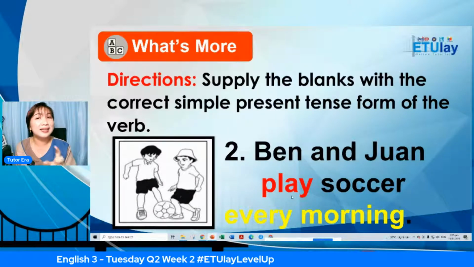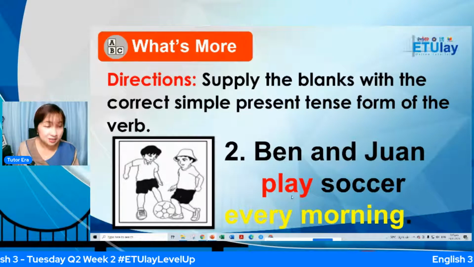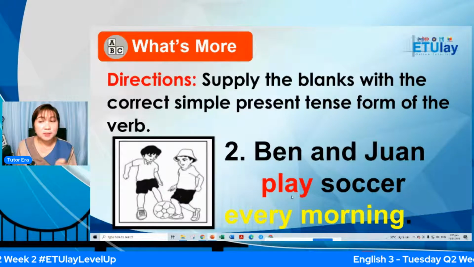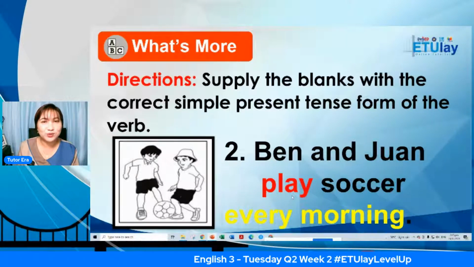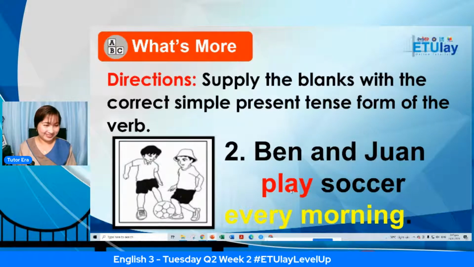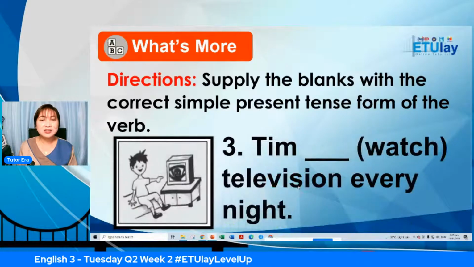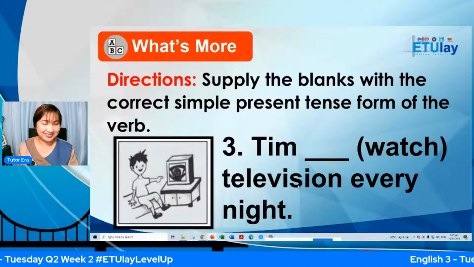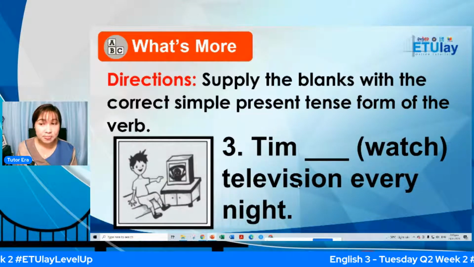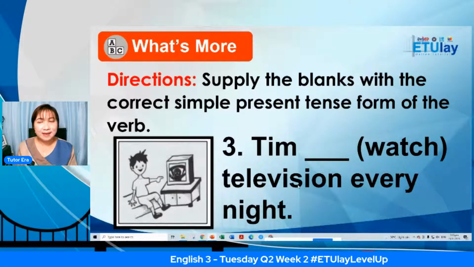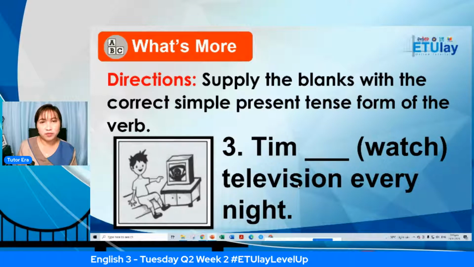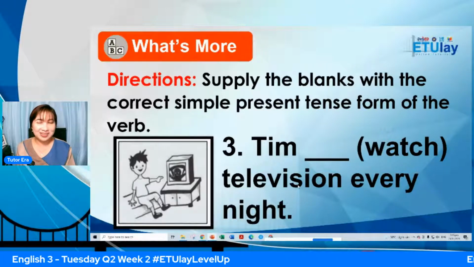We're going to add s if the subject is singular. Because Ben and Juan is a plural subject, we only need to use the base form of the verb. All right. Now, let's go to number three. We have: Tim watch television every night. What is the correct form of the verb? Is it watch or watches?